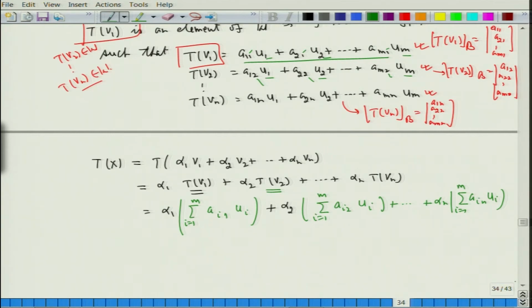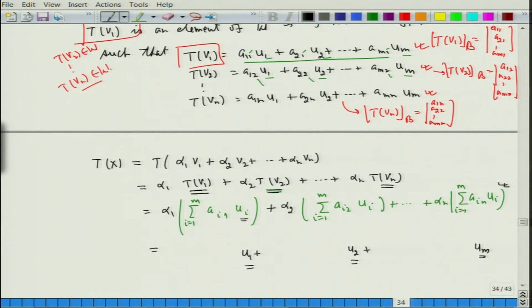I don't want to get into that, so let's understand slightly more now. What I have done is that I have written TV1, TV2, TVn in terms of the basis of the codomain. Fine. Now I want to write what are the coefficients of U1. So what is the coefficient of U1? I want to find that. I want to find the coefficient of U2 and the coefficient of Um. There are vectors U1, U2, Um with me. I want to find their components, all right.